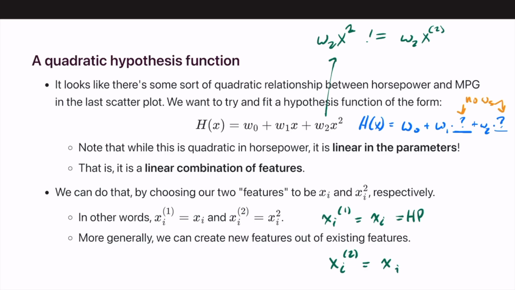I suppose I'm just rewriting the same thing. But this would be equal to the feature of, it's fine, x sub i squared, which is equal to horsepower squared. And that's perfectly fine to do. The main thing is by following this pattern here, we're creating linear combinations of our features. That's the key. And by creating these new features, this is feature engineering.